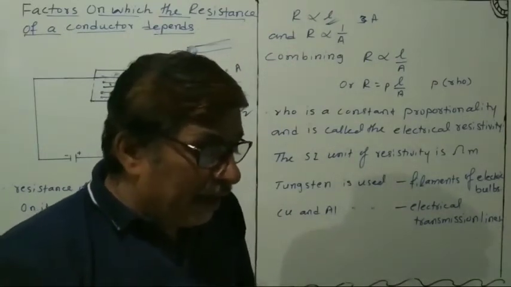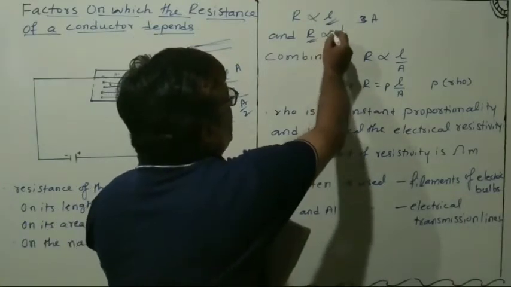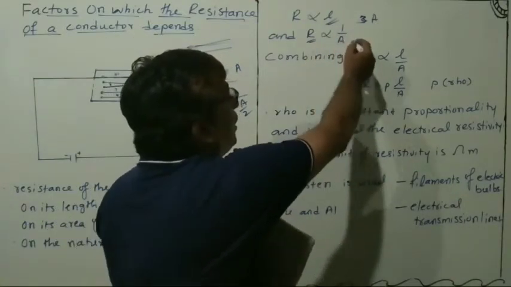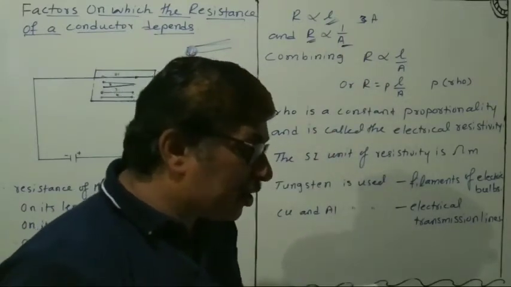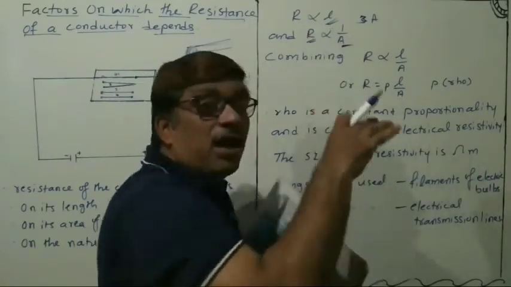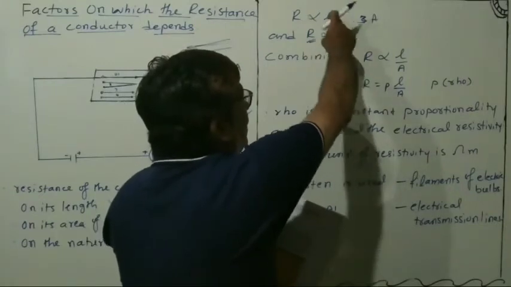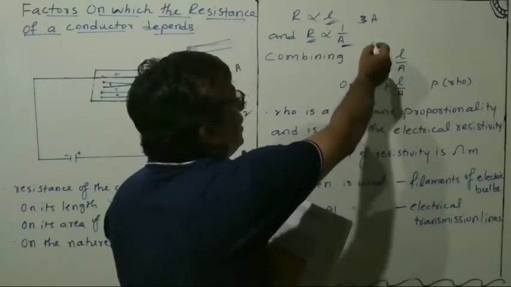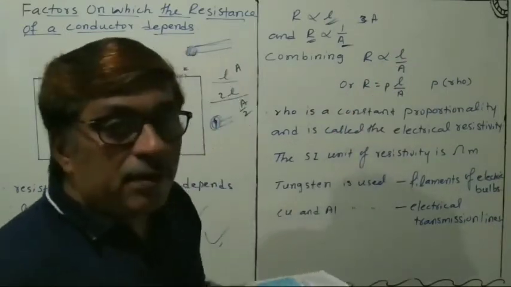And it is inversely proportional to the area of the cross section. A means area of the cross section. If the area of the cross section is doubled, then the resistance becomes half. Then, combining these two, it becomes R directly proportional to L upon A.